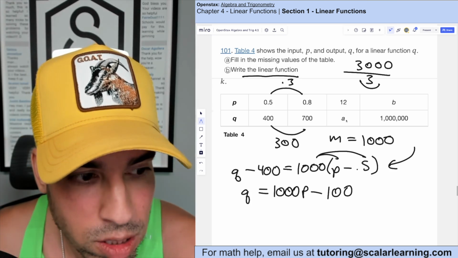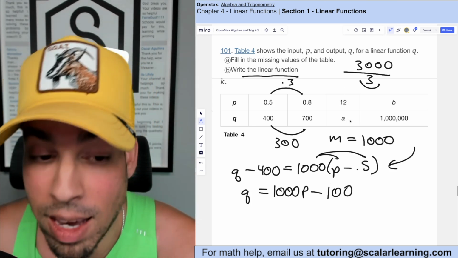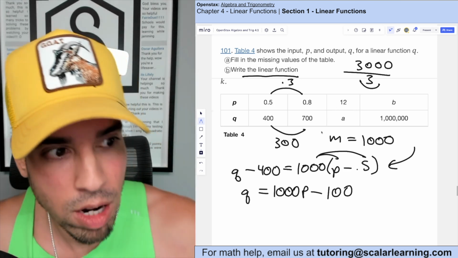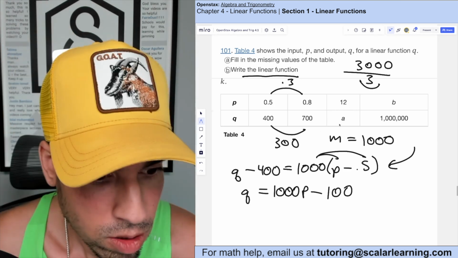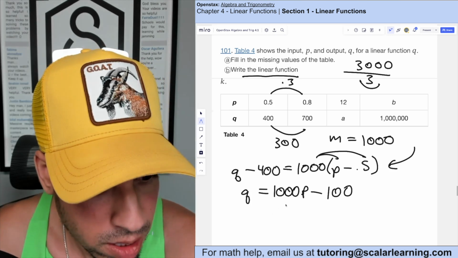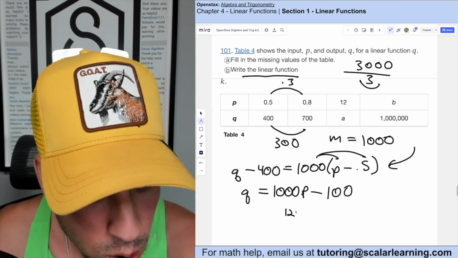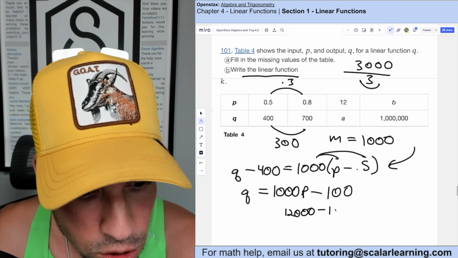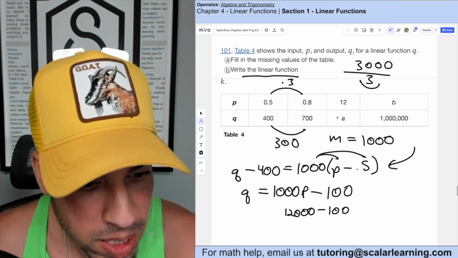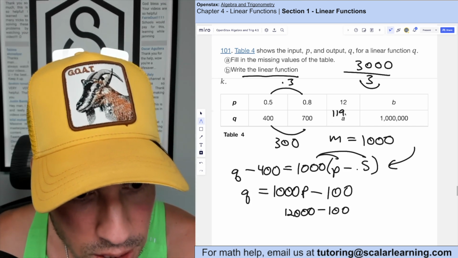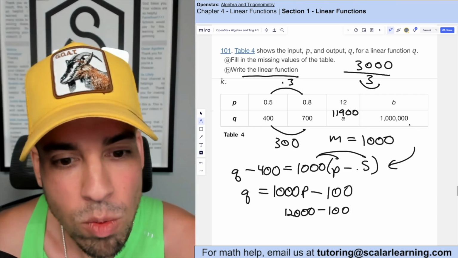Now I want to know what's the value of Q, aka A, when P is 12. So now we're starting to do part A. So taking 12 and plugging it in for P, I get 12 times 1,000, which is 12,000 minus 100, which is going to give me 11,900 for A.